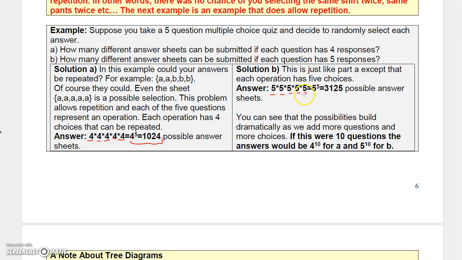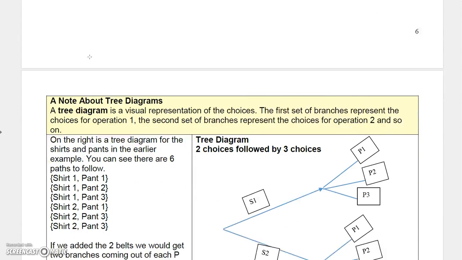So there's 5 to the 5th possible ways. So 3,125. So now you can see that the possibilities build dramatically as we add more questions. If this were 10 questions, the answers would be 4 to the 10th for A part and 5 to the 10th for B part. And those are pretty large numbers. That's why it's usually not good to just guess on multiple choice quizzes or tests.